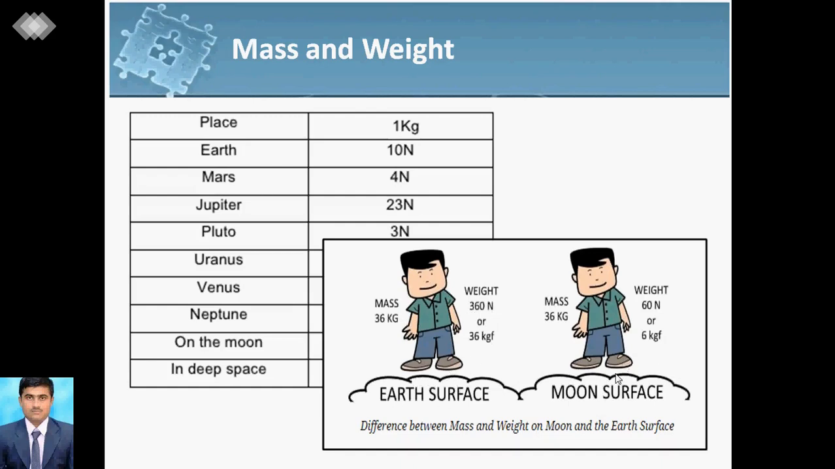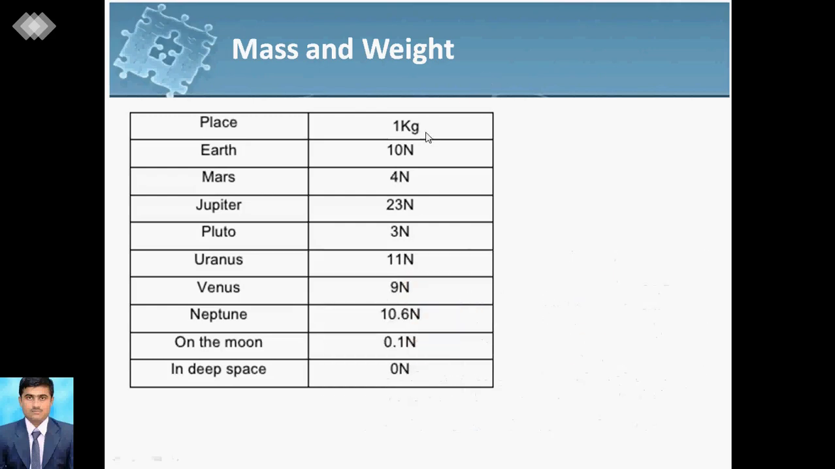So this is related with earth surface. If you consider the moon surface, what will happen? If the mass is 36 kg, mass is the same, but what will happen on the moon surface? So it becomes 60 newton. That means it reduces to 1/6 of earth surface. So it is only 60 newton and here it is 360 newton. That means on the moon surface the gravitational attraction is less. In deep space, for 1 kg, the weight is 0 newton.